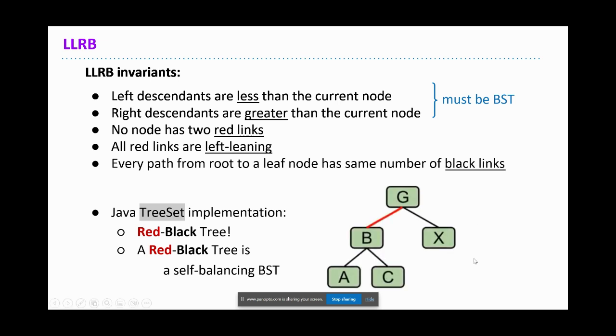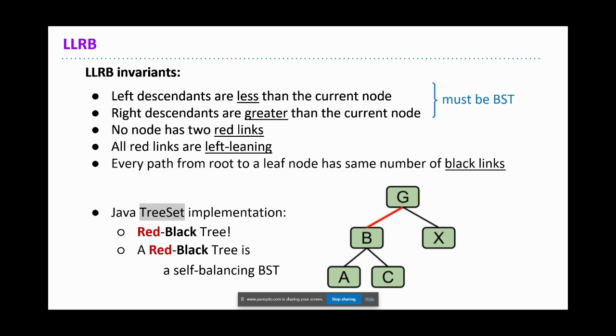So here's an example of a valid binary search tree, or valid LLRB tree. Let's just go over the invariants really quick. The left descendants are less than the current node. B is less than G. A is less than B. C is greater than B but less than G. And then right descendants are greater than the current node. So X is greater than G. C is greater than B. Essentially, we're doing this based off of the ASCII character values, or also just alphabetical order. Okay, then that's the first two.